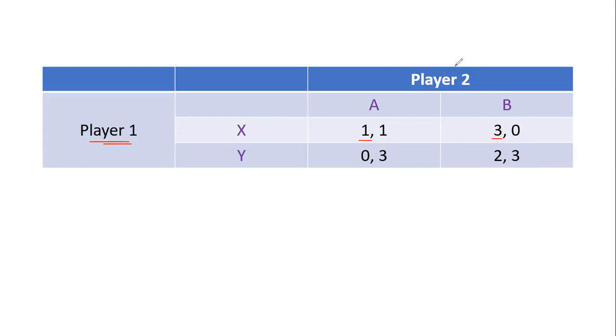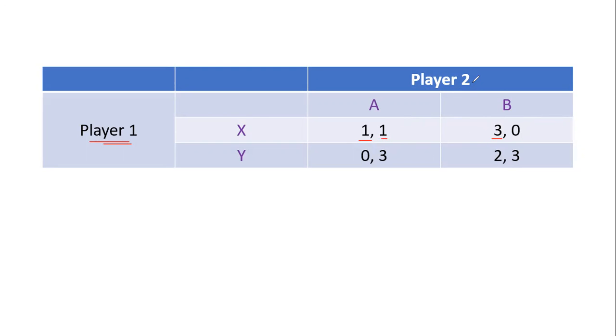Now, same for player 2. If player 1 plays X, what should player 2 play? A or B? A. Underline it.